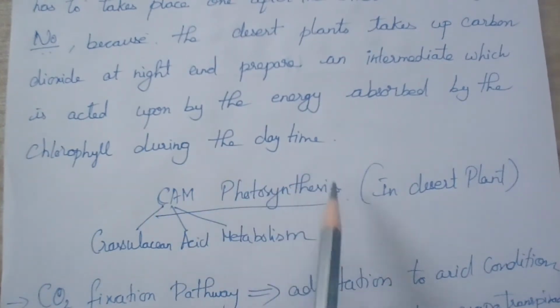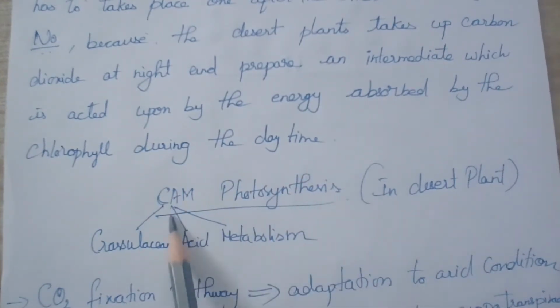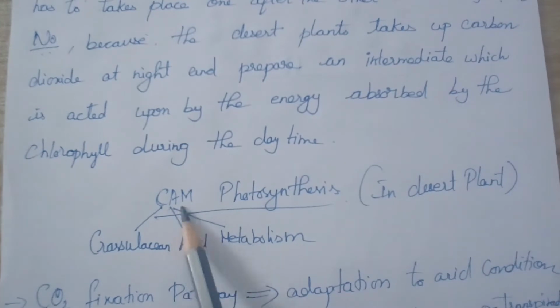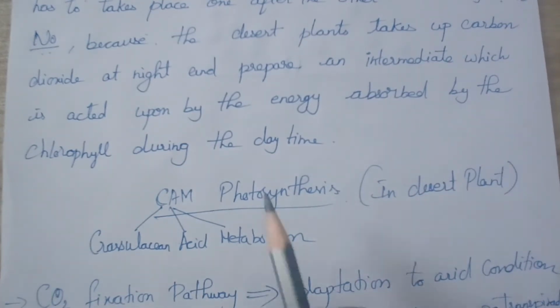So here in the desert plants' CAM photosynthesis process, during night only the stomata will open, and carbon dioxide will get into the plants, right? But without light, how does it prepare food? Desert plants prepare food. Okay, because photosynthesis means what?